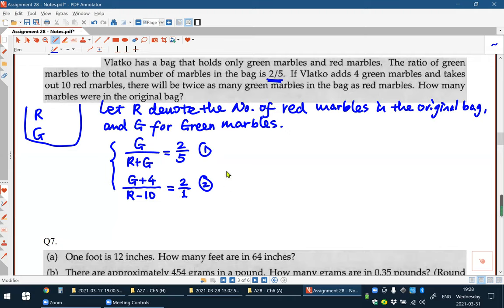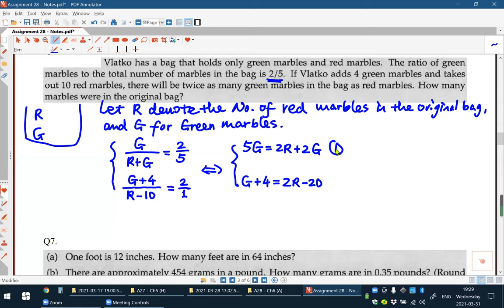Okay, so let's have a look at how we solve this. Actually, we have learned how to solve this system of equations, right? So first of all, let's try to simplify this system. By cross multiplication, we know that 5G is 2R plus 2G. Okay, second equation tells us G plus 4 equals 2R minus 20, right? Suppose this is equation 1, this is equation 2. Then from equation 1, we know that 2R is 3G, right? Let's label this with 3.